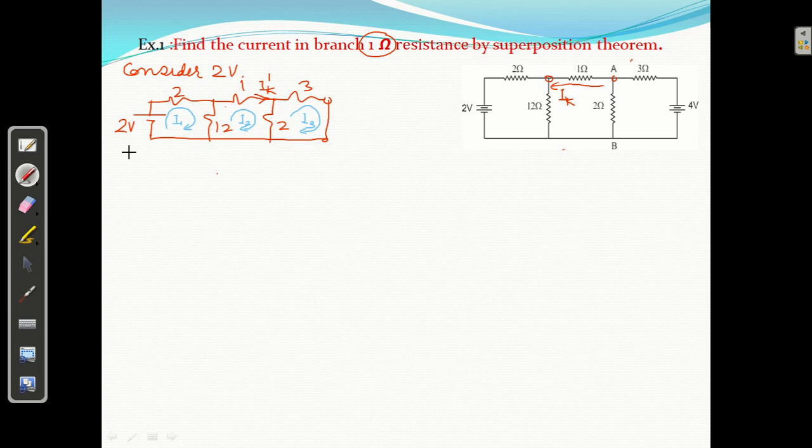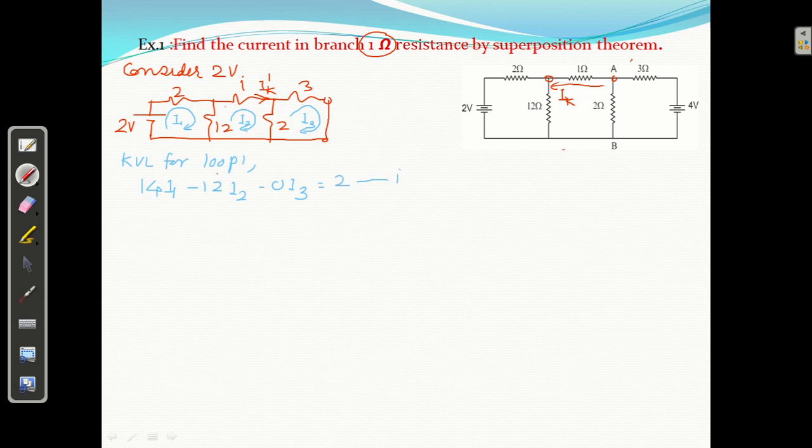Okay, so KVL for loop 1. Okay, tell me, in loop 1 where is I1 flowing? 2 and 12, 14 I1. At the same time, when you are talking about this loop, 12 is a common branch. I2 is also flowing in it, but this is downward, this is upward, so minus 12 I2. In this loop there is no I3, so it is 0 I3, equal to plus 2.